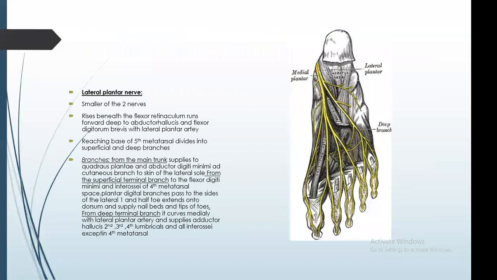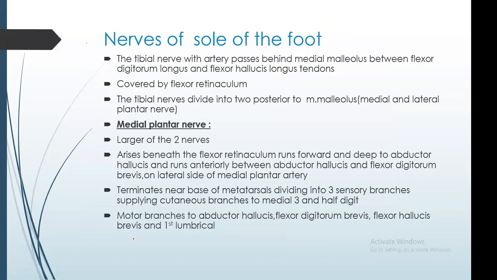So this is the medial plantar nerve, and at the base of the first metatarsal, it divides into 3 branches, 1, 2, and 3. And this innervates the medial 3.5 toes. The motor branches go to abductor hallucis and flexor digitorum brevis, flexor hallucis brevis, and the first lumbricals.